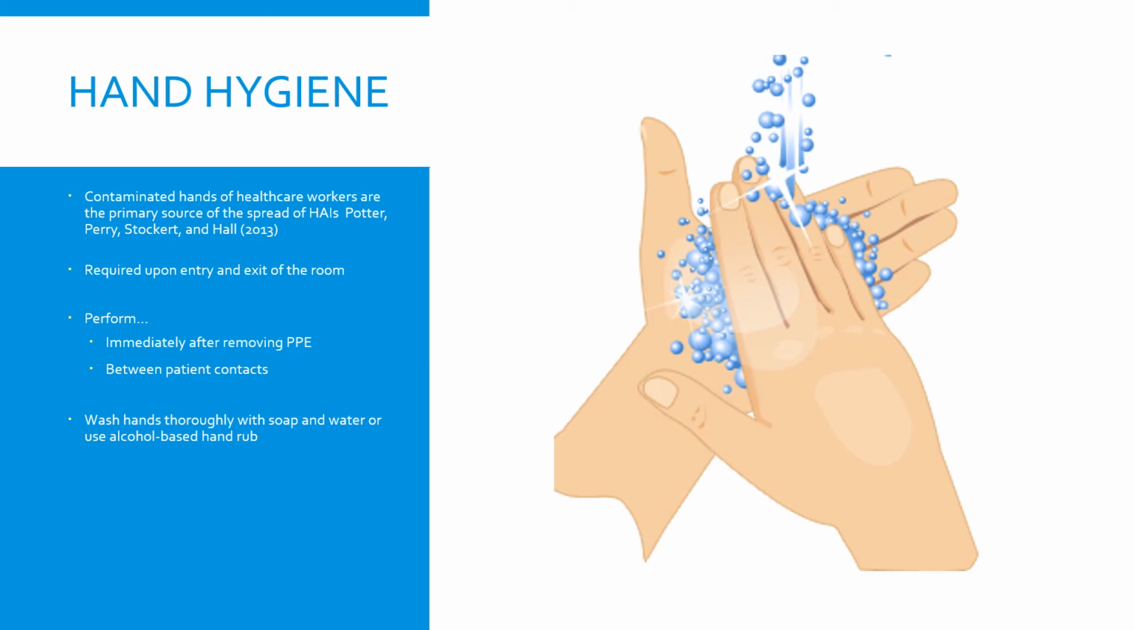In all patient situations, nurses must cleanse their hands before and after providing care. Contaminated hands of healthcare workers are the primary source of the spread of healthcare acquired infections. Hand hygiene is required upon entry and exit of the room. The nurse must perform it immediately after removing any PPE and then in between patient contacts. The nurse must wash their hands thoroughly with soap and water or an alcohol-based rub.